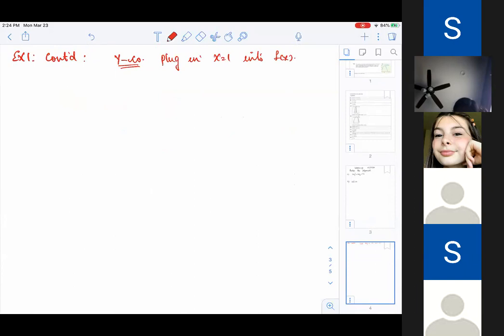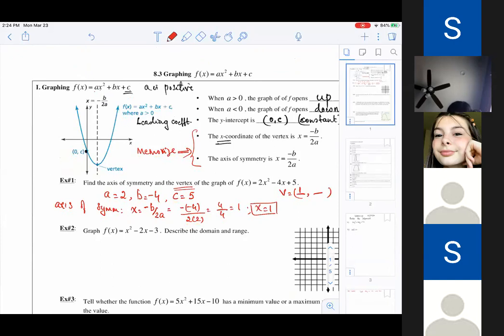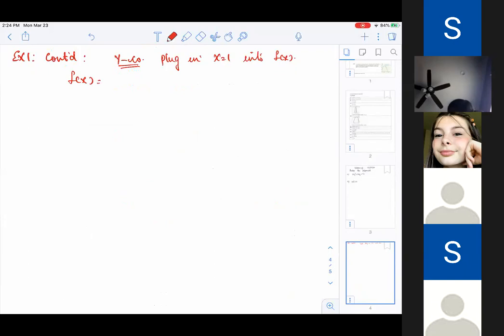What is f of x in this problem? f of x is 2x squared minus 4x plus 5. So the y coordinate is going to be 2 times 1 squared minus 4 times 1 plus 5, which is what? Is it -3 or +3? Positive, my bad. +3. So therefore, the vertex is (1, 3). Did we answer the whole question?